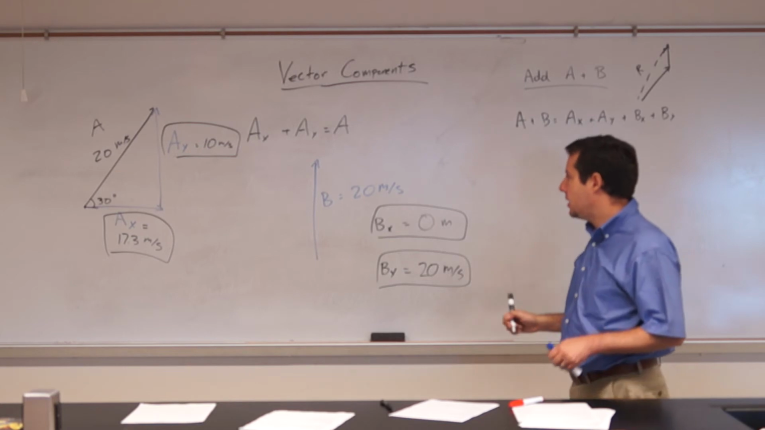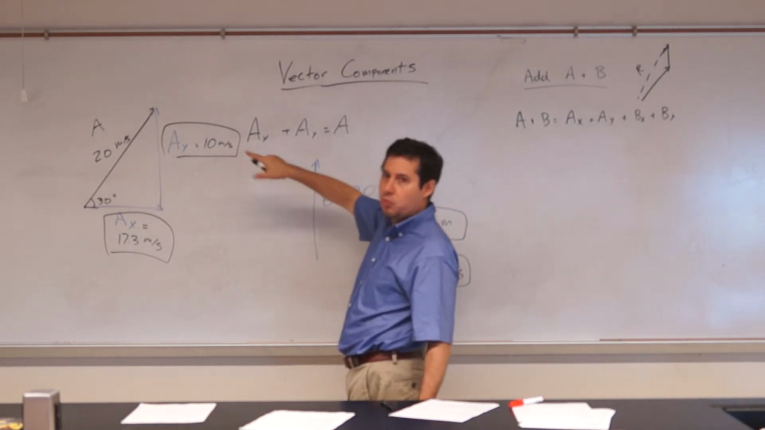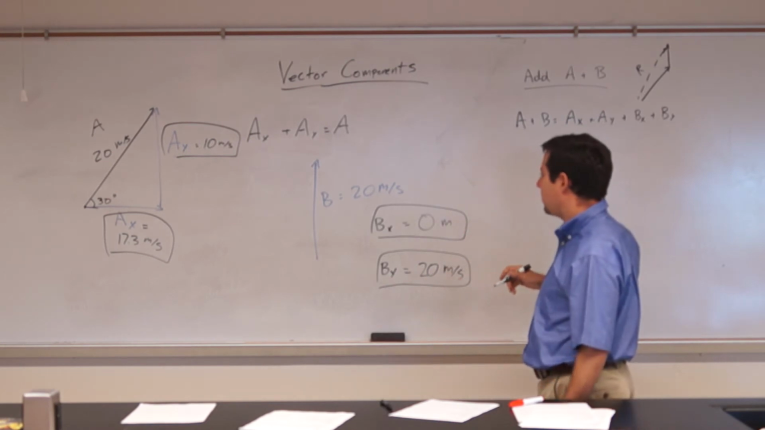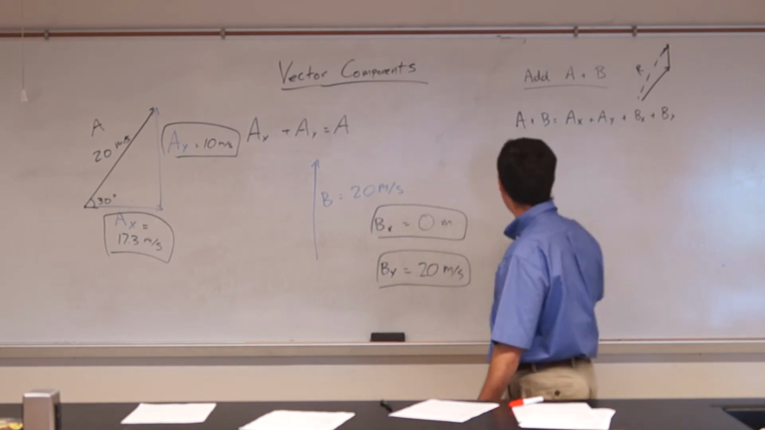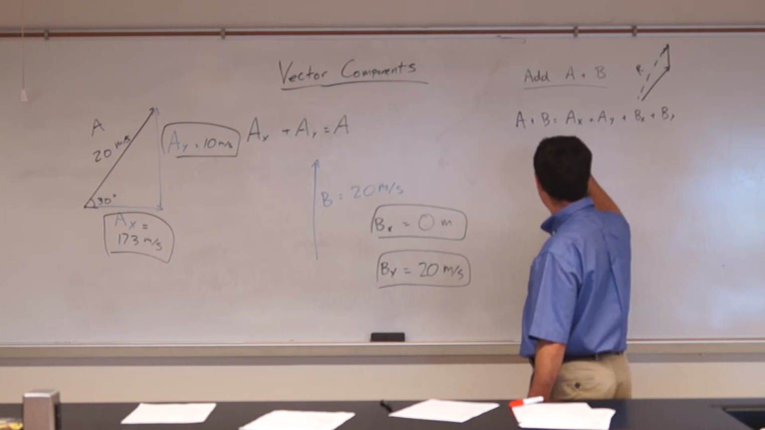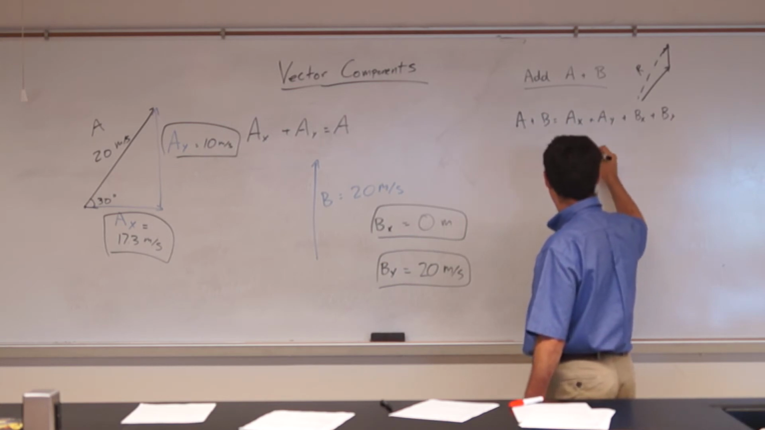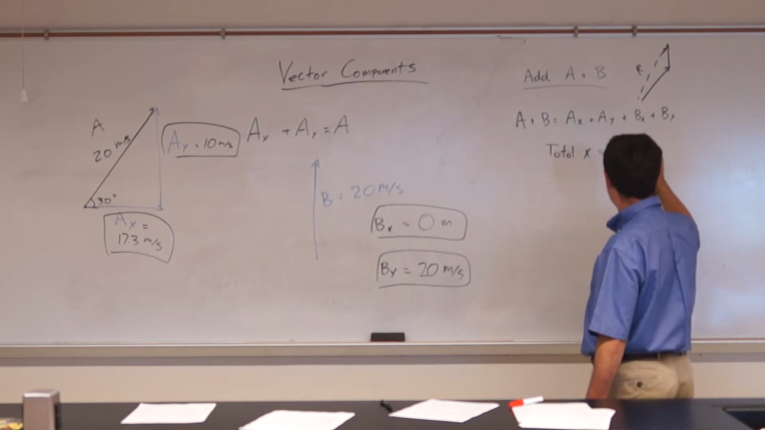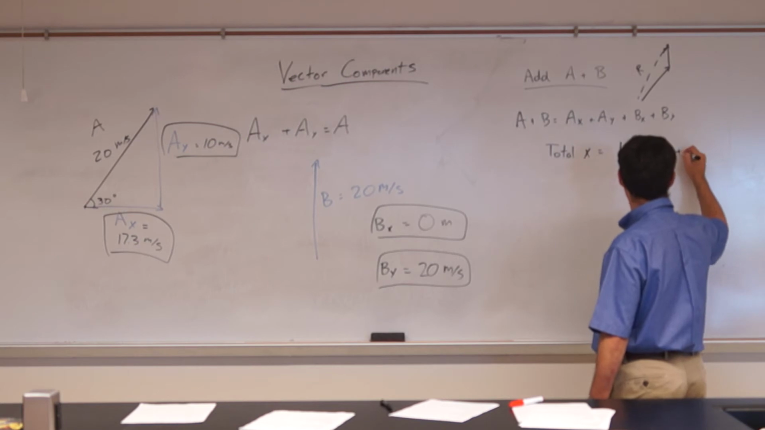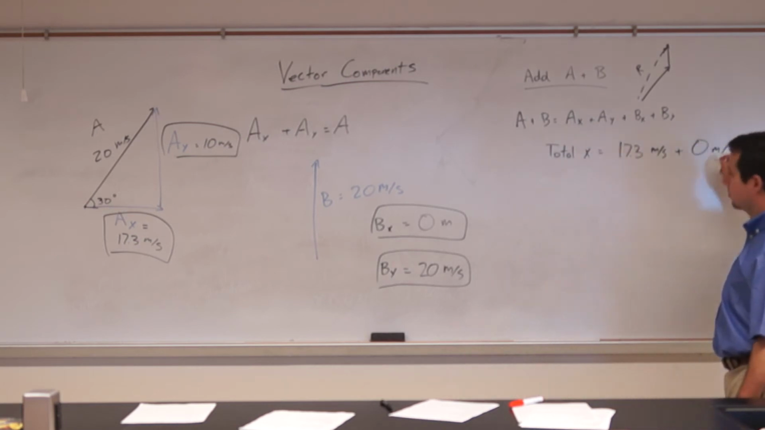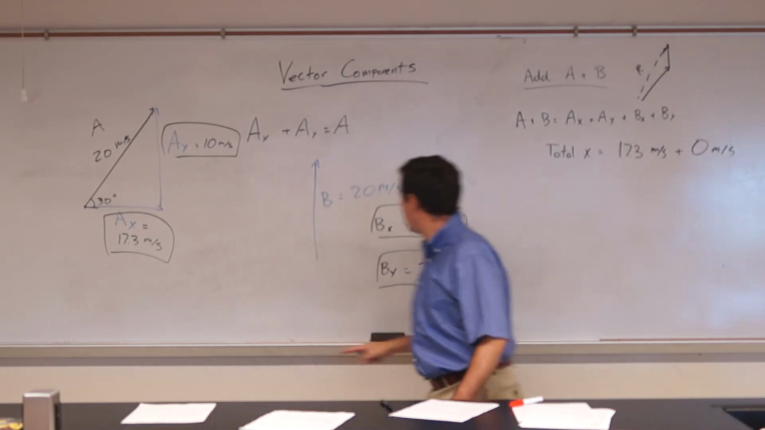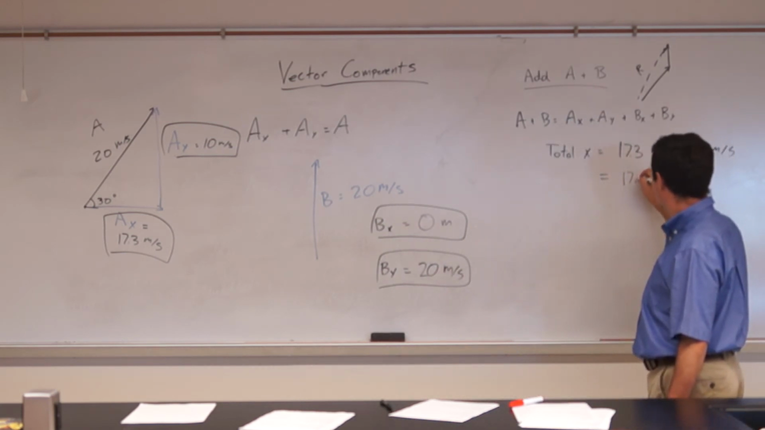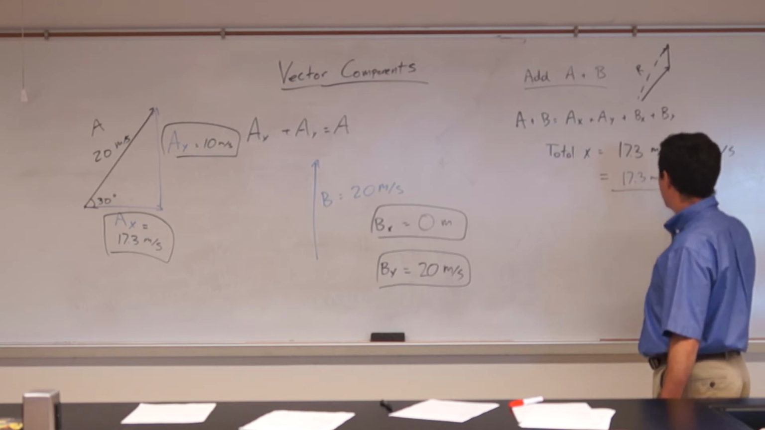But you can't add together the x and y components like regular mathematical equations, as we've shown before. These are vectors. But the x's you can add together, and the y's you can add together. So the total x component is going to be 17.3 meters per second plus 0. So it's this plus this. So the total x component is 17.3 meters per second.